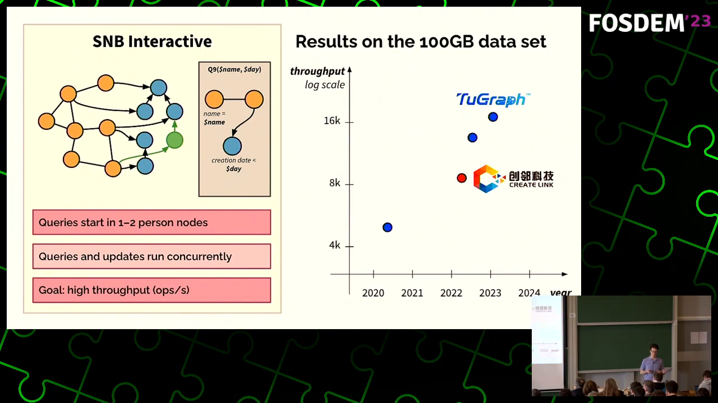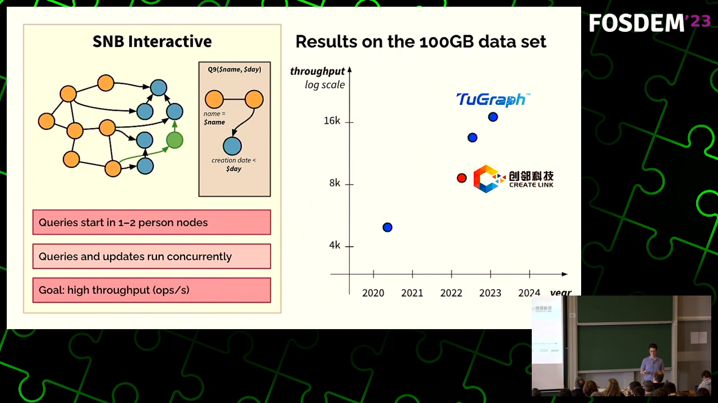This is transactional in nature, and it has queries like the one I have shown before. These queries typically start in 1 or 2 person nodes, so they are not very heavy hitting. They only touch on a limited amount of data. They have concurrent reads and updates, and systems are competing on achieving high throughputs.